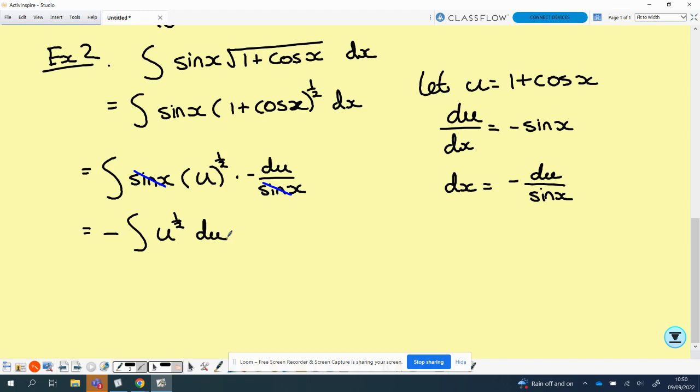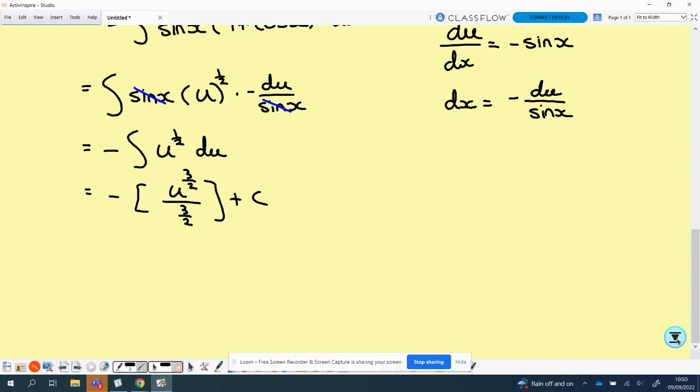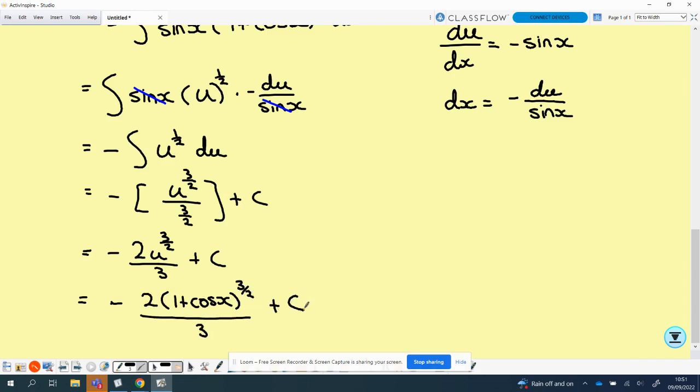Okay, so if I integrate that, I get negative u to the power of 3 over 2 divided by 3 over 2 plus c, and rearranging, I get negative 2 lots of u to the power of 3 over 2 over 3 plus c. Okay, so that's me finished with tidying up. The very last step, my question still got u. I need to substitute what u was back in. So I get negative 2 lots of 1 plus cos x to the power of 3 over 2 over 3 plus c.